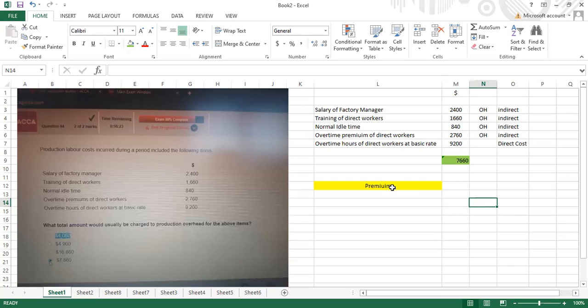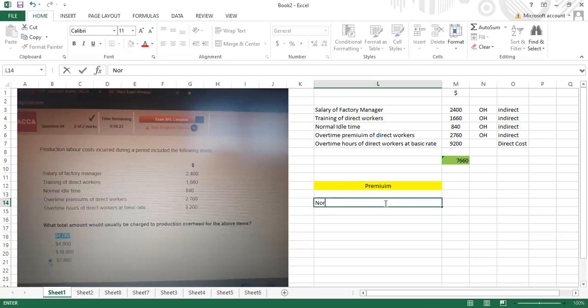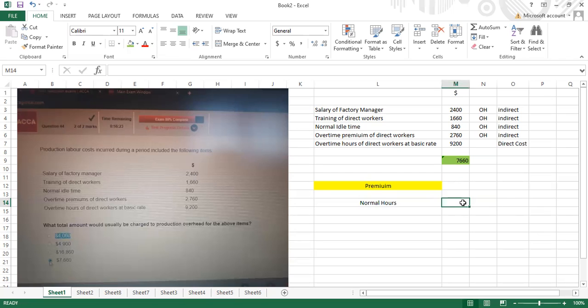Another thing I was saying is that premium is something you should try to understand. Normally labor is paid on an hourly basis, right? So there are normal hours if they are working. I'm talking about the direct workers. If they're working normal hours, let's suppose the normal weekly hours are 40, okay? And then they work for overtime.